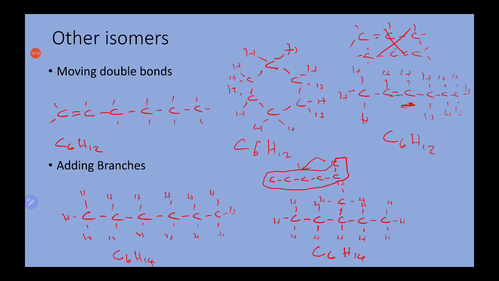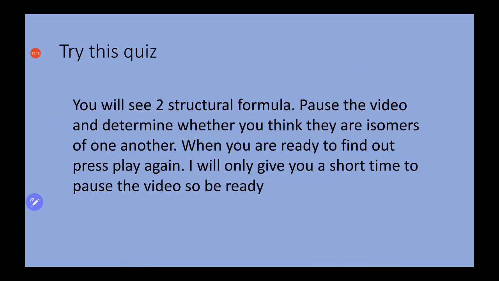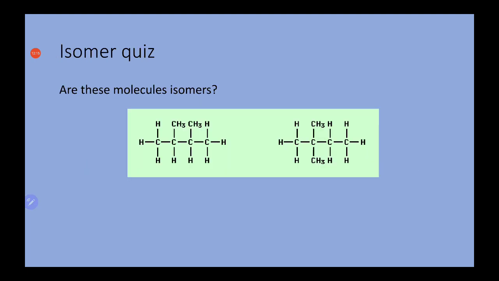All right, let's have a look. We're going to do a little quiz now. You're going to see two structural formulae. Pause the video and determine whether you think they are isomers of one another. When you're ready to find out the answer, press play again. I'm only going to give you a short time to pause the video, so be ready with the pause button to pause the first one. Okay, here's the first one. Pause that video.